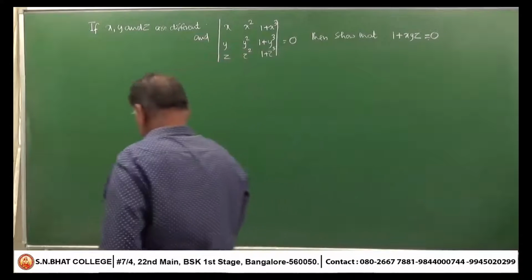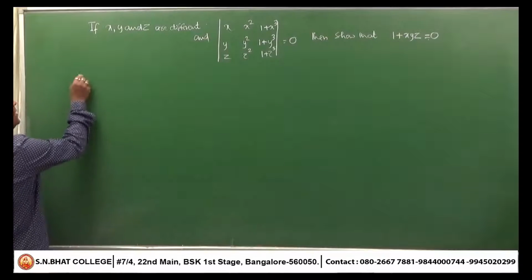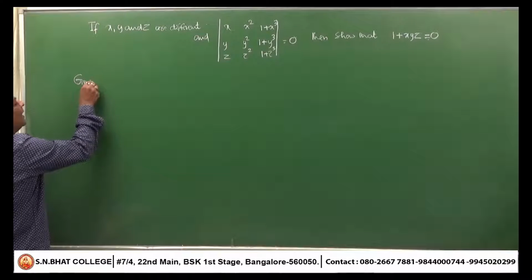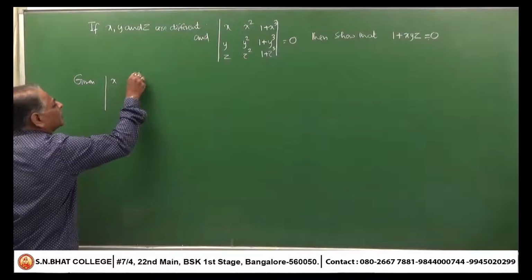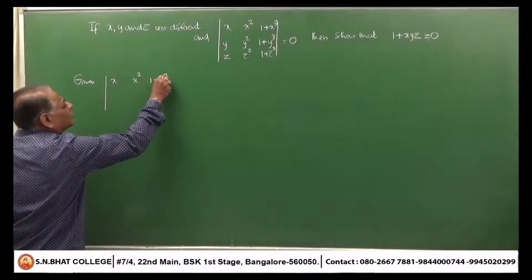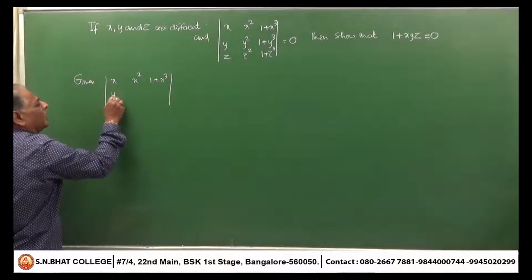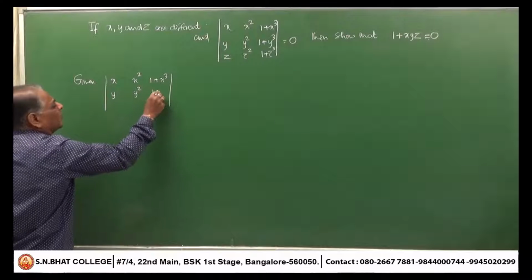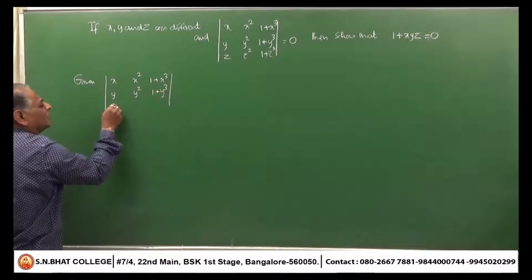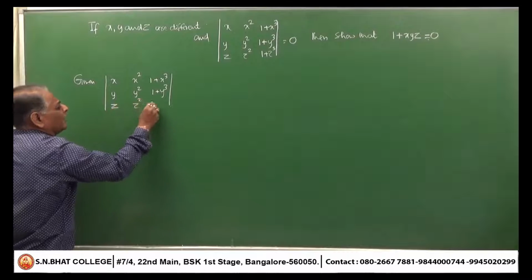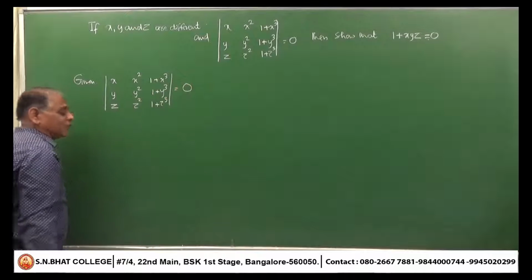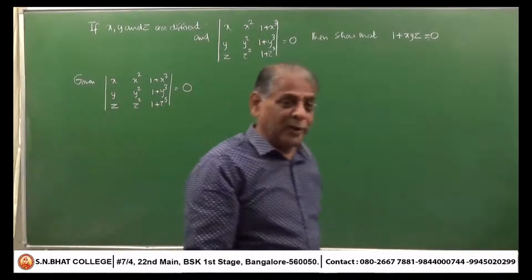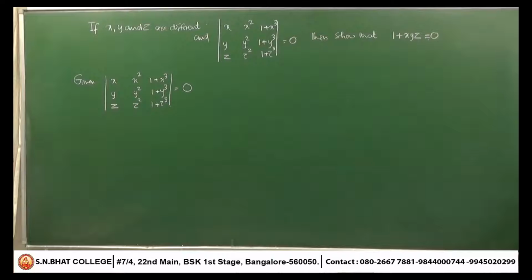Right, given the determinant of x square, 1 plus x cube; y square, 1 plus y cube; z square, 1 plus z cube is given to be 0. Using this condition, we have to show that 1 plus xyz is equal to 0.